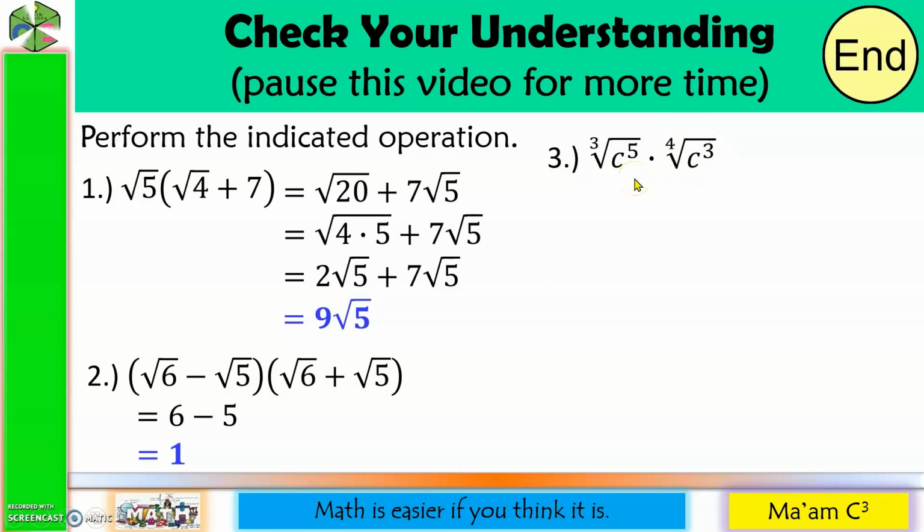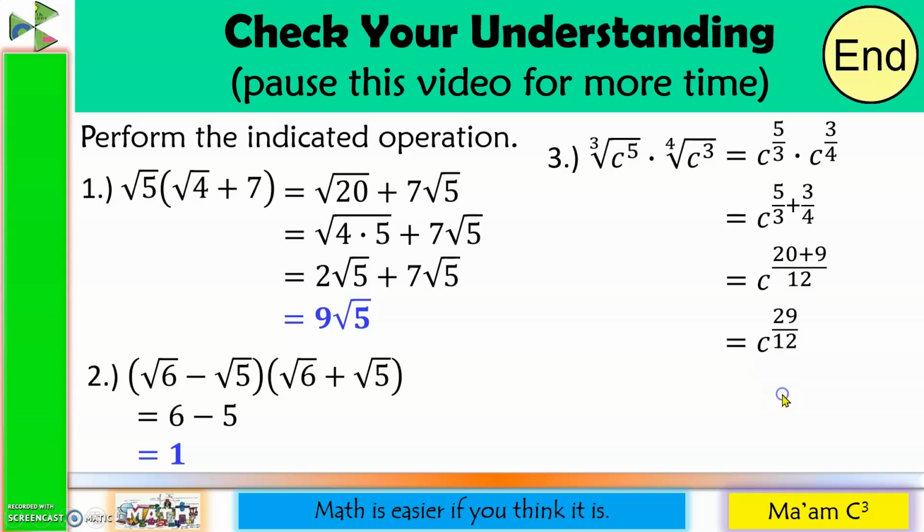This is c raised to 5 over 3. And this is c raised to 3 over 4. Laws of exponents, same base. We copy the base and then we add the exponents. Since the denominators are not the same, we have to determine the LCD. The LCD of 3 and 4 is 12. 12 divided by 3 is 4 times 5 is 20. Of course, this is plus. 12 divided by 4 is 3 times 3 is 9. 20 plus 9 is 29, so this is c raised to 29 over 12.